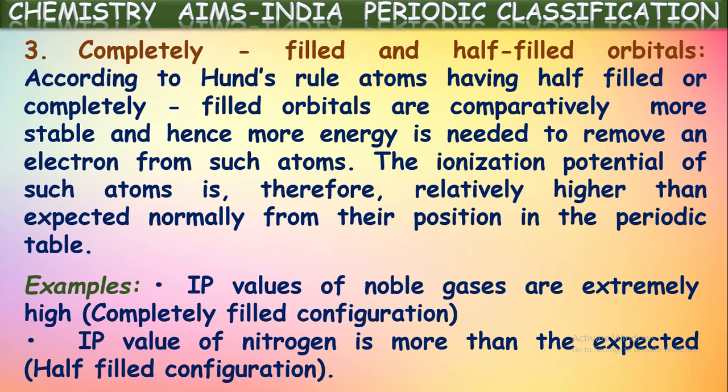And one more you can see, the IP value of nitrogen is more than expected because nitrogen has a half-filled electronic configuration. In the 2p subshell in the outermost shell, it has half-filled orbitals 2px1, 2py1, 2pz1. Because of this half-filled configuration, it attains some extra stability. Hence, removal of an electron becomes difficult. It requires more energy. So half-filled or completely filled configuration also affects the ionization potential.